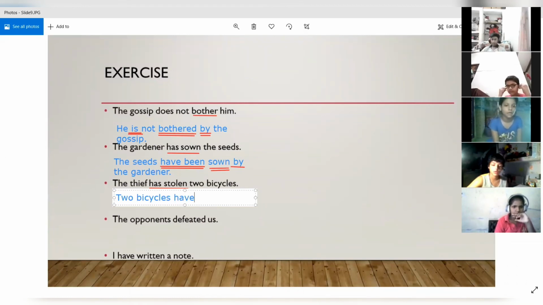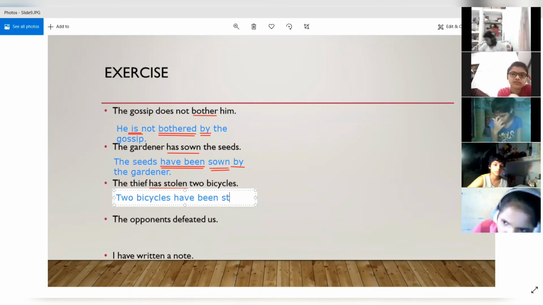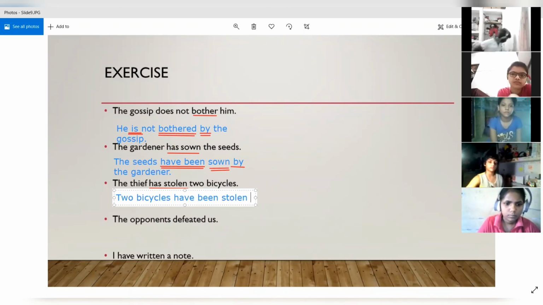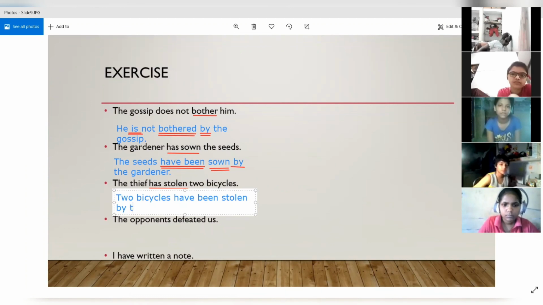have been. Why have? Because we are talking about bicycles, which is plural, so we are using have. If it was bicycle, then we would have used has. So two bicycles have been stolen. Then what are we going to do? We are going to use the preposition by the thief. So now see what are the changes that have been made.